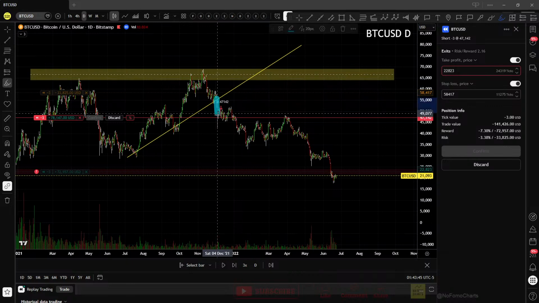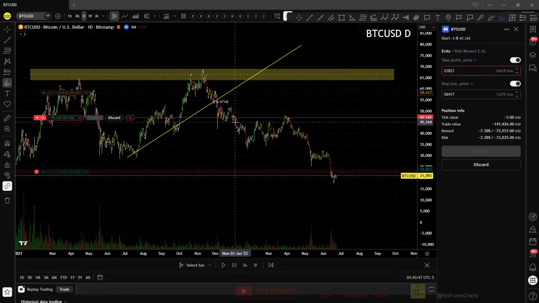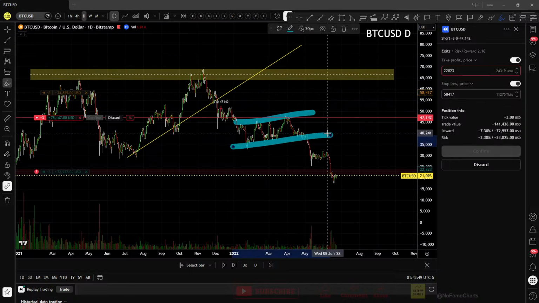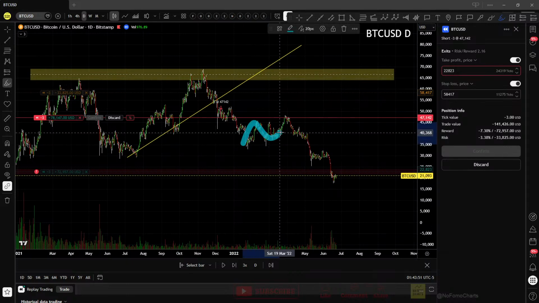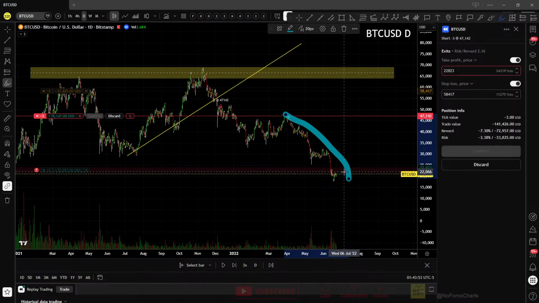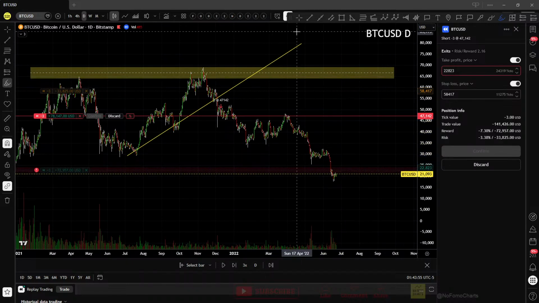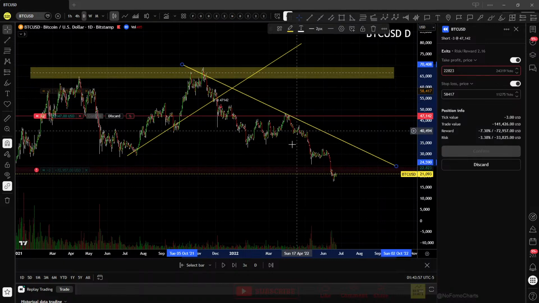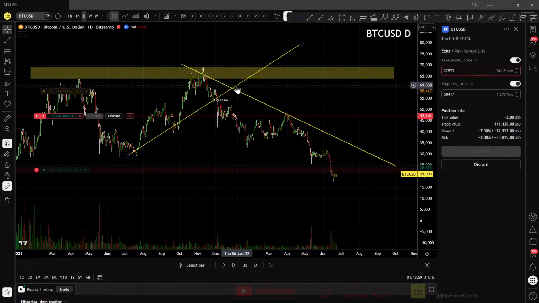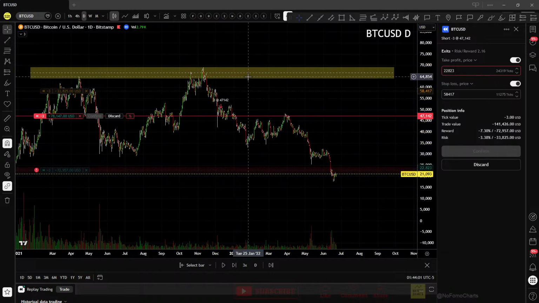But once we lost that support, and then this just happened in real life in 2026. It's very similar. We bounced, and then we just got rejected down from EMAs and down from trendline support as well. So now let's try to practice a long investment setup.